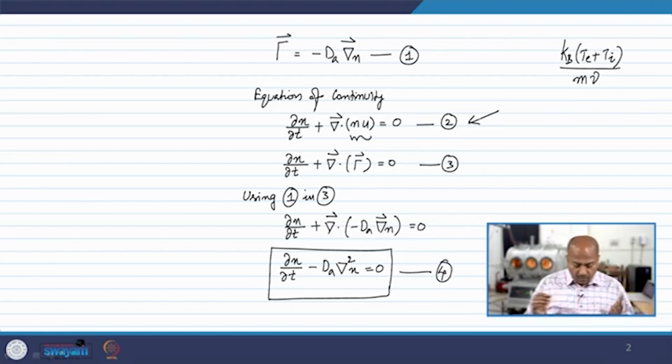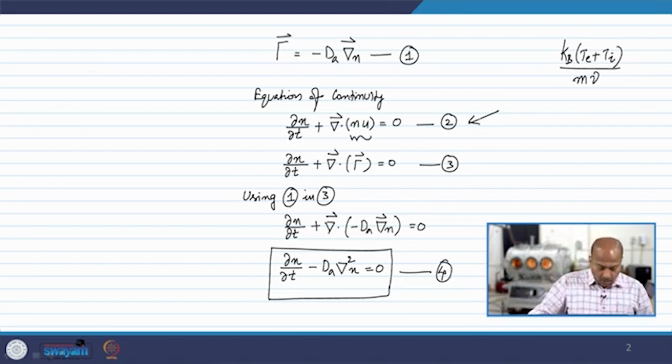Okay. Now, using this equation, we can examine how the plasma that is created between two parallel planes will decay by diffusion. So, we will consider two parallel planes, something like this.